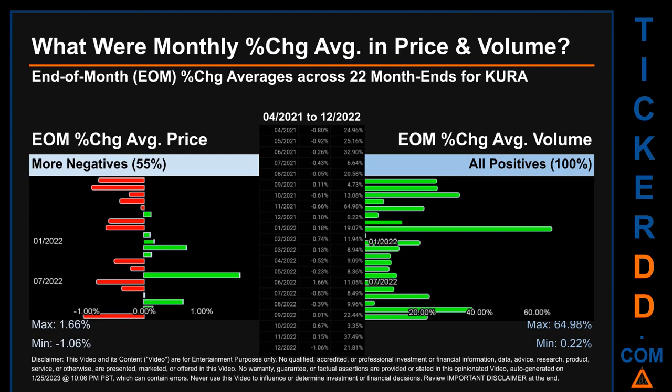Price saw an end-of-month max of 1.66% in average percentage change along with a minimum of -1.06%. For volume, the maximum and the minimum monthly percentage change were respectively 64.98% and 0.22%.